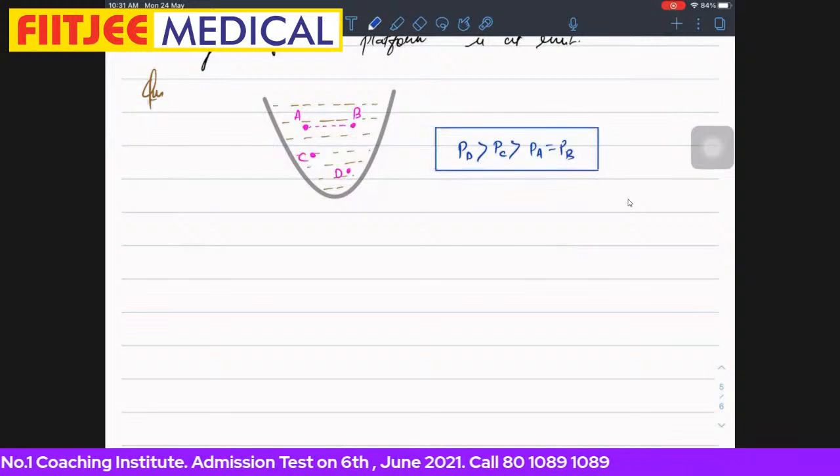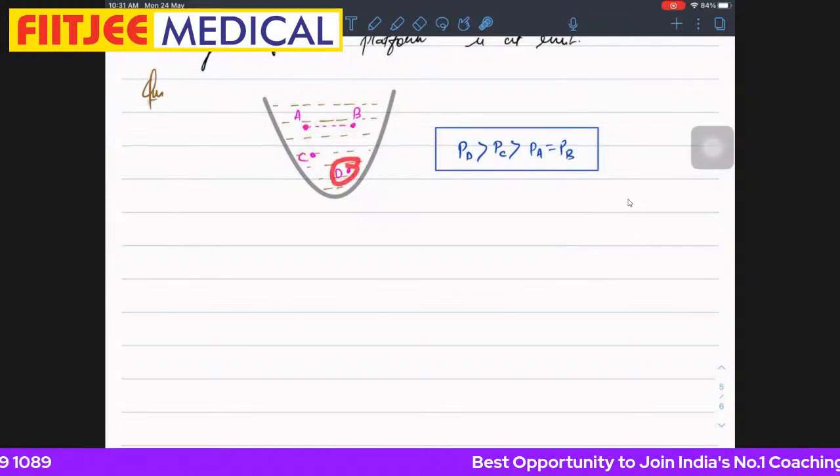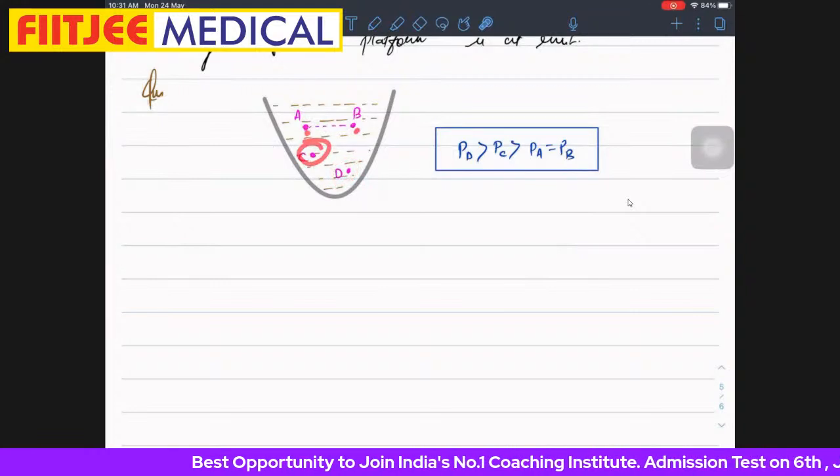Because in horizontal direction there is no change in pressure. Whatever change will happen, that will happen in vertical direction. So pressure at C will be greater than pressure at A. Pressure at D will be greater than pressure at C, and pressure at A, pressure at B.